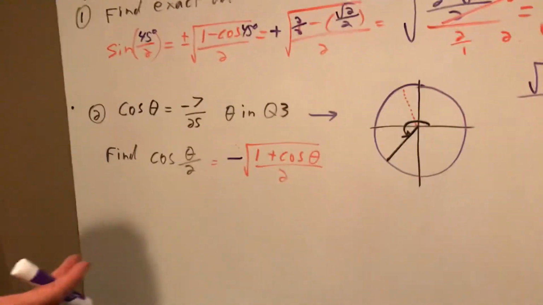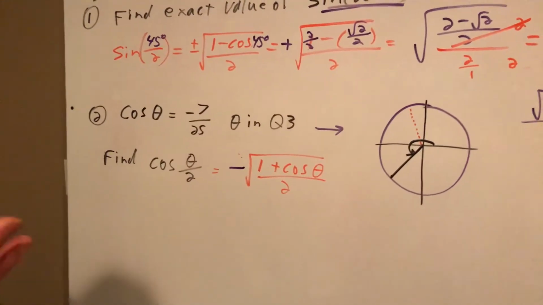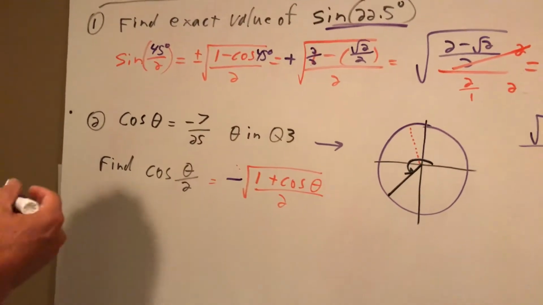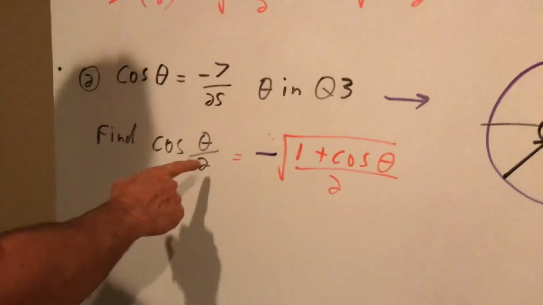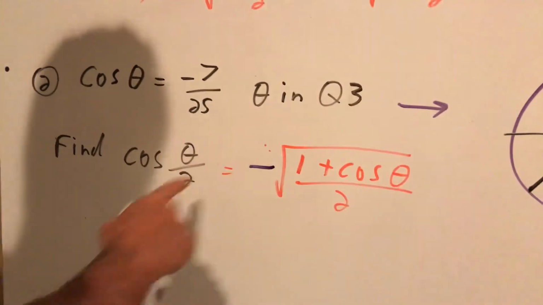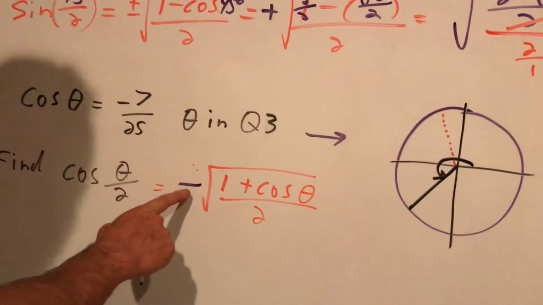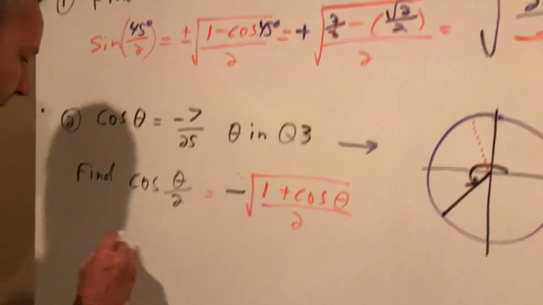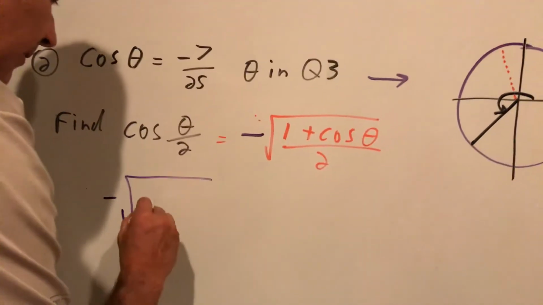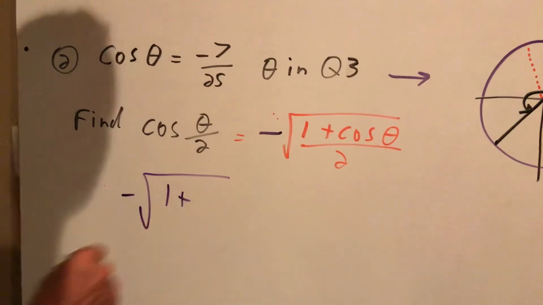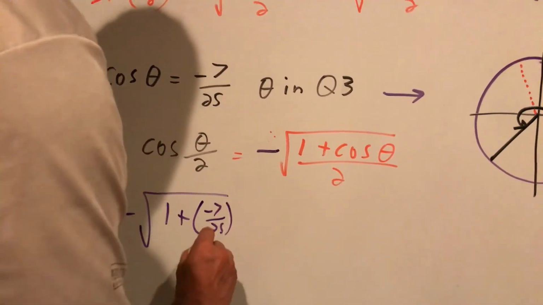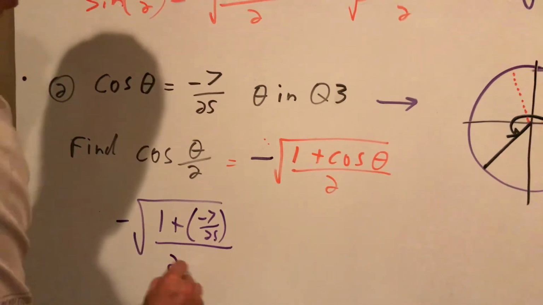Okay? The rest is simplifying. I'm not going to say the simplifying is easy, but I'm kind of almost done. I just got to plug in the value there. I'm going to do all the work. So here we go. Cosine of half of that angle would be equal to the negative square root of 1 plus cosine of the whole angle, which is that right there, over 2. So I'm plugging it in: negative square root of 1 plus negative 7 over 25, all over 2.